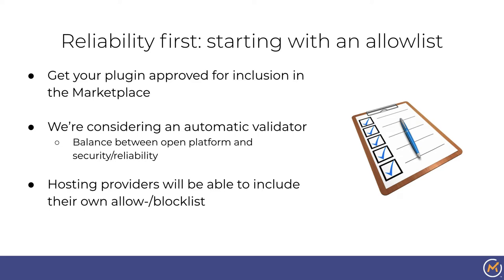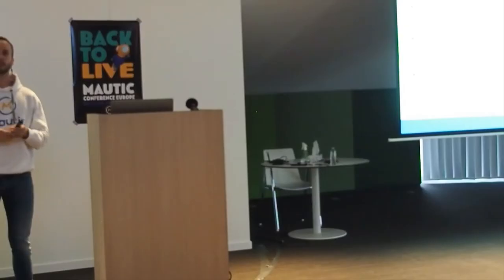We're also considering to have some sort of automatic validator moving forward. Now, what does that mean? We know a few technical areas that are absolutely critical for a plugin to function. So if there's some typos in your namespaces in the bundle or in the folder names, it could break the whole plugin and potentially Mautic as well. And these things could typically be checked by an automated validator. So you could just put your plugin through it and it will check if it's compatible with Mautic. So that's something we're aiming to provide soon as well. But just to get started quickly, we'll start with the allow list.